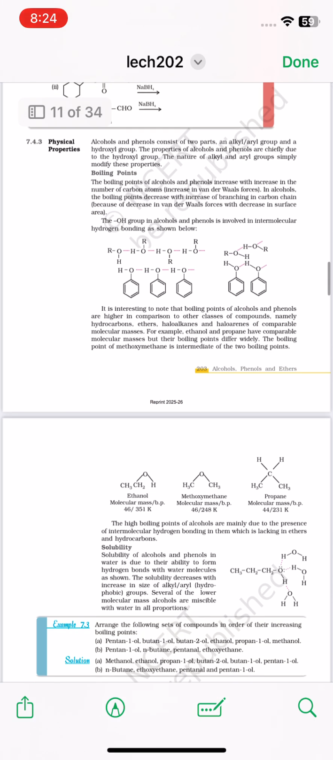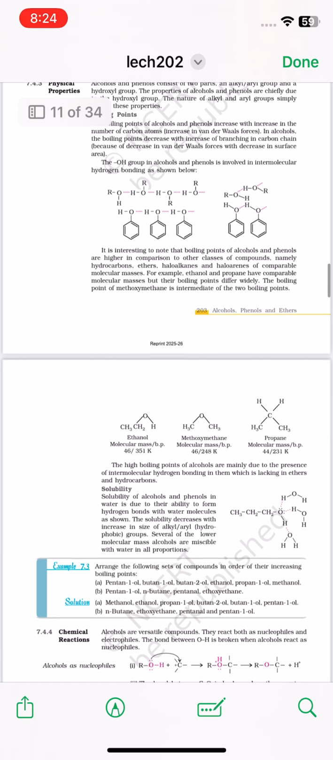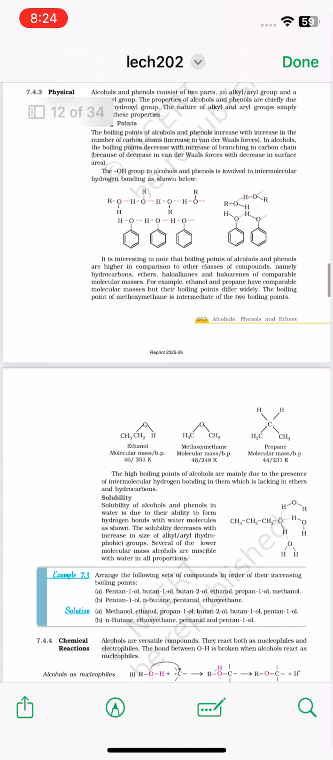Physical properties. Alcohols and phenols consist of two parts, an alkyl or aryl group and a hydroxyl group. The properties of alcohols and phenols are chiefly due to the hydroxyl group. The nature of alkyl and aryl groups simply modify these properties. First, boiling point. The boiling point of alcohols and phenols increases with increase in the number of carbon atoms, due to increase in van der Waals forces. In alcohols, the boiling point decreases with increase in branching in the carbon chain because of decrease in van der Waals forces with decrease in surface area.